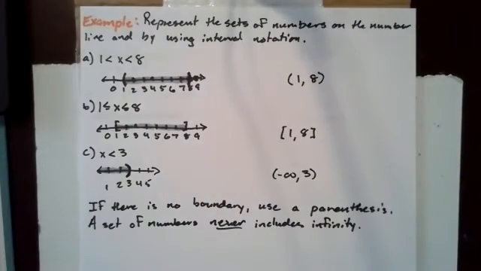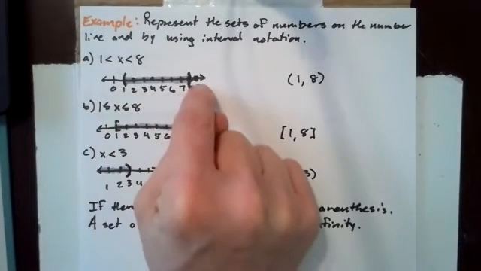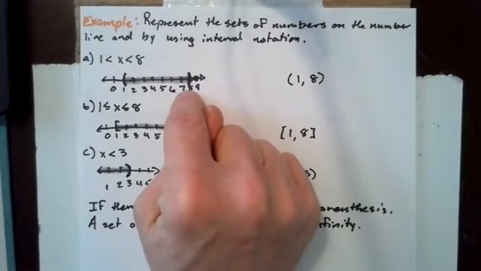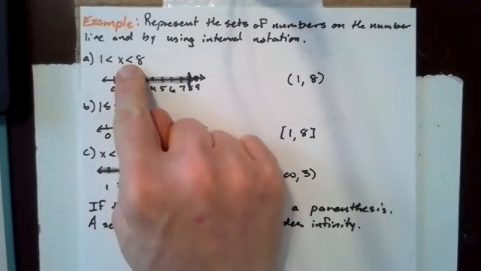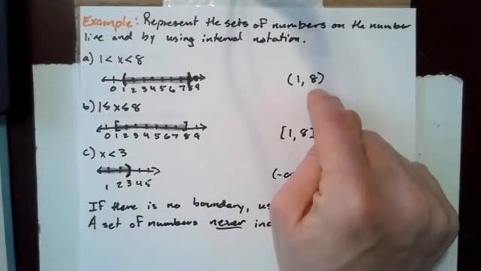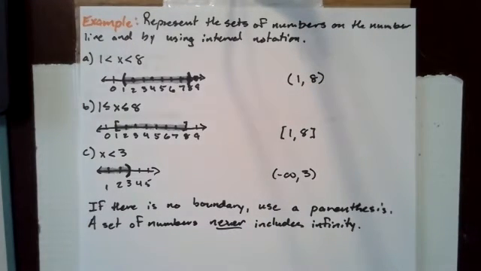For example, represent the sets of numbers on the number line and by using interval notation. First, we have 1 is less than x is less than 8. So to do this, we use our parentheses boundaries and we just shade everything between 1 and 8 because it is strictly less than in both of these. The interval notation is just 1, 8 between parentheses.